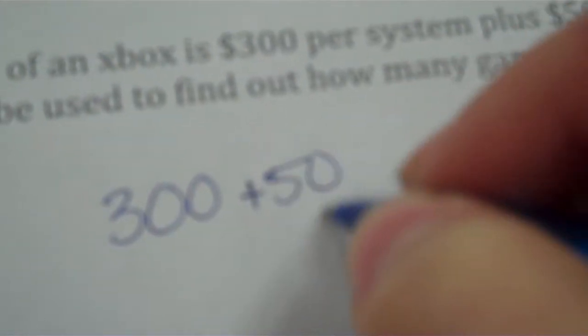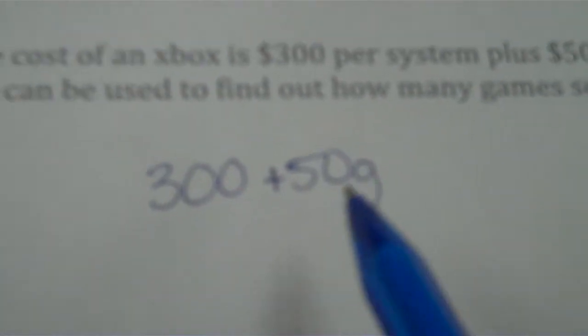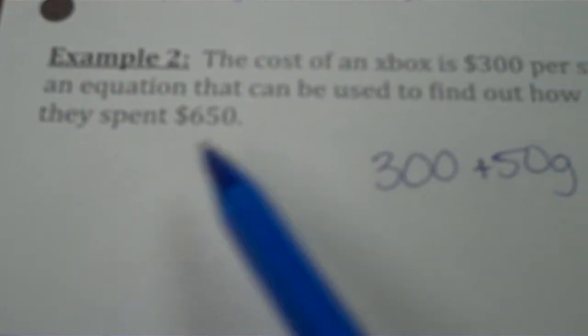$50 every game. Okay, so $50 every game. So $50 per game means you put like a little G here, or an X, it doesn't matter. Okay? So that's how much it is. And then the guy spent $650. So all you have to put is equals $650.